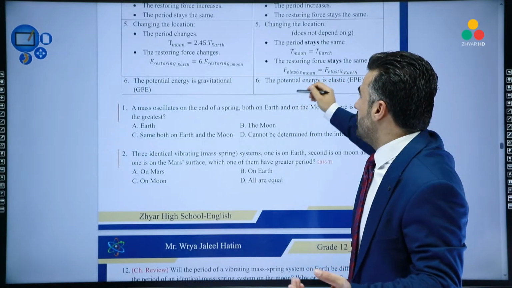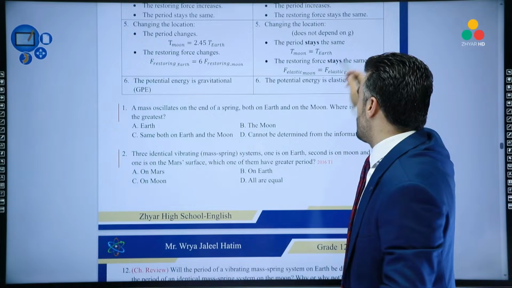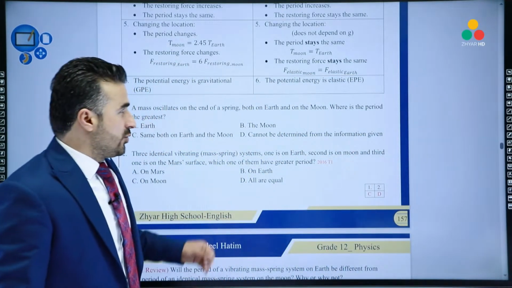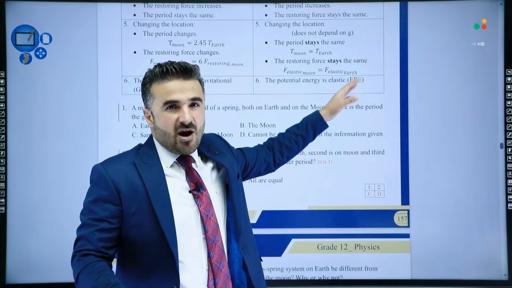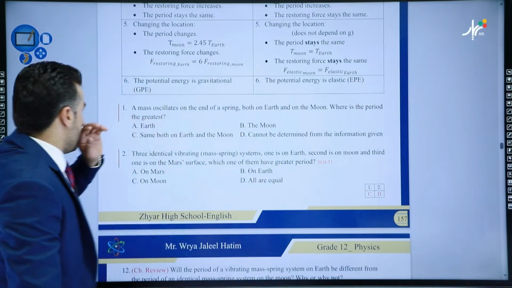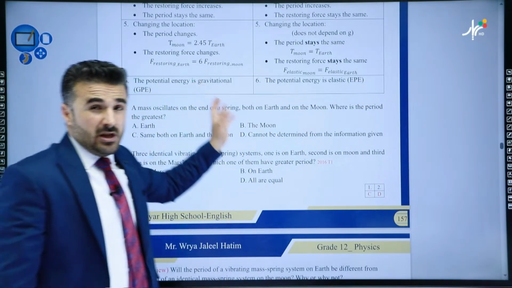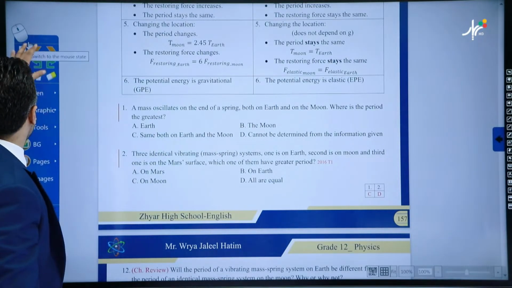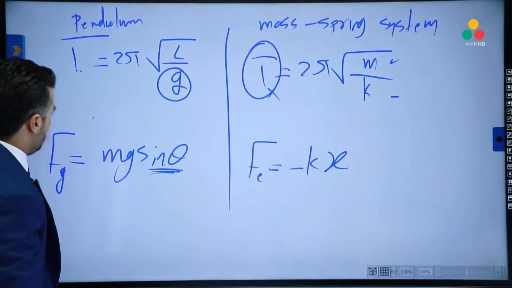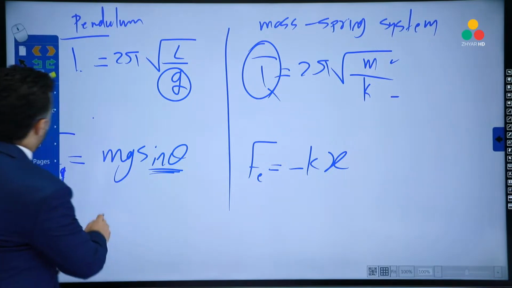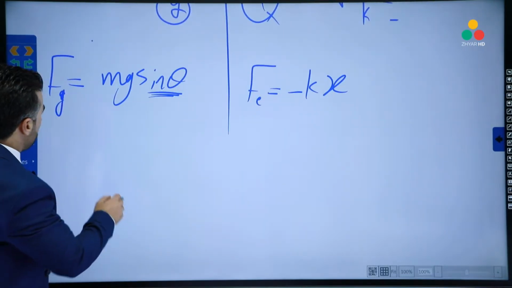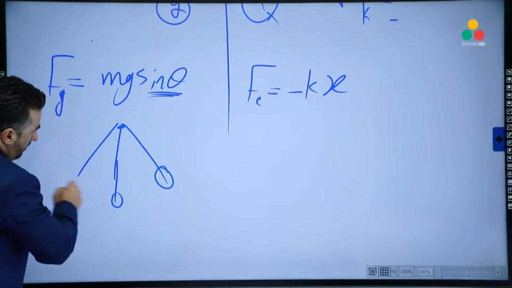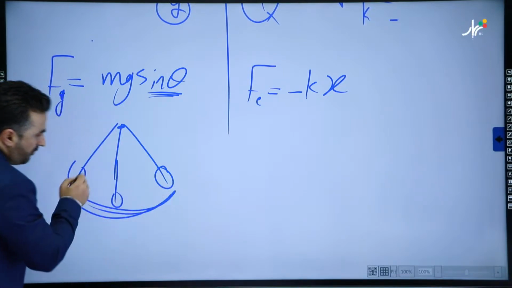Because elastic potential energy or elastic force on the moon is the same as the elastic force on the Earth as well. Once again, because we said there is no gravitational acceleration concern. Remember, for a pendulum, let's say here's a pendulum that swings back and forth, back and forth.